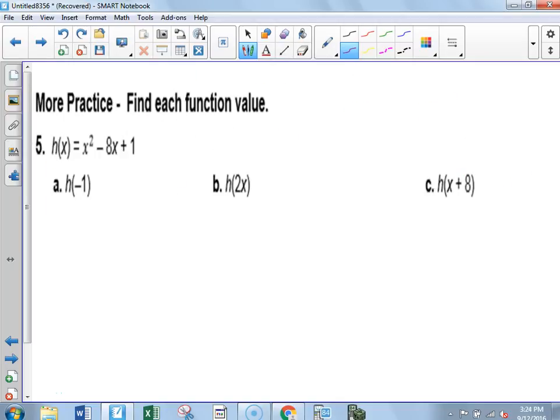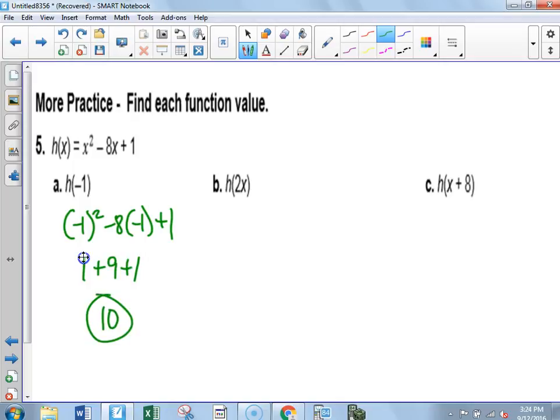A little more practice at this, and then we need to talk about domain and range. Can anybody put in a -1 here? Carefully. What do we get? I got 10. What happens if you put a 2x in? How does that simplify down?